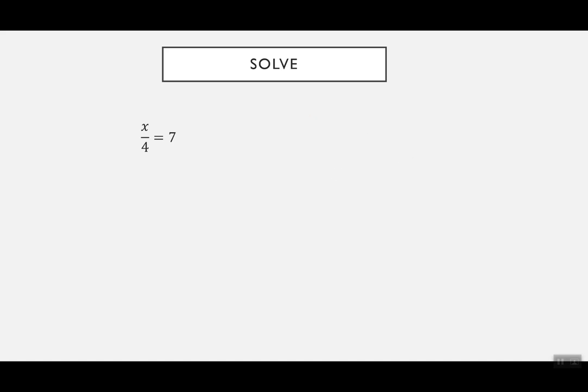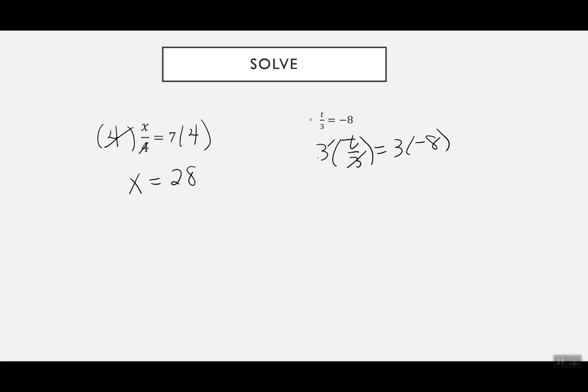This time I have x over 4 is 7. It looks like division. I have x divided by 4. To get rid of the 4, I'm going to multiply the left side by 4 and the right side by 4. The 4 cancels on the left. Now I have x. 7 times 4 is 28. Same thing's going to happen if I have t over 3 is equal to negative 8. I think instead of dividing by 3, I would like to multiply by 3. The 3's cancel. T is negative 24.